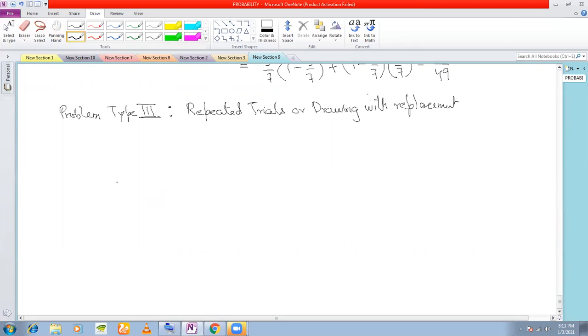Now, in case of repeated trials, let us understand first the meaning of trials. Trials means a random experiment in which there are only two outcomes, success and failure.